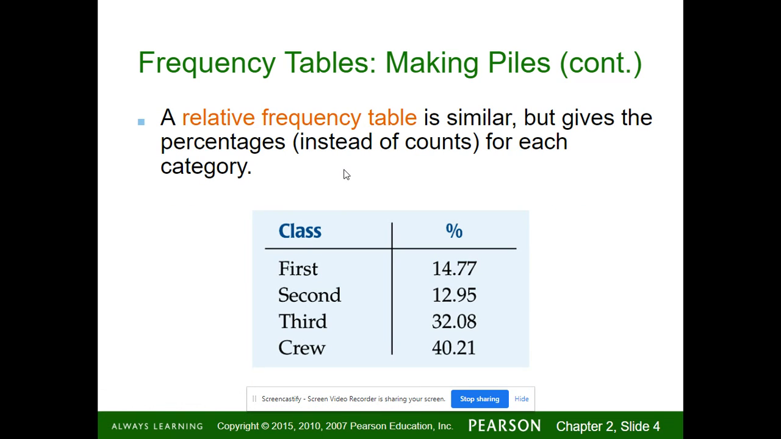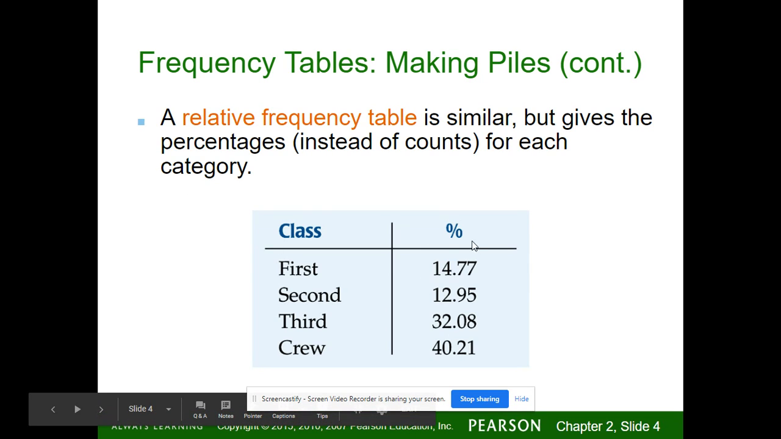Next, along with that, there are relative frequency tables. Basically the same thing, it just shows percentages. So when you see relative frequency table or relative whatever, it's just talking about percentages. That's all that means. You can see those are the percentages of the people on that boat.